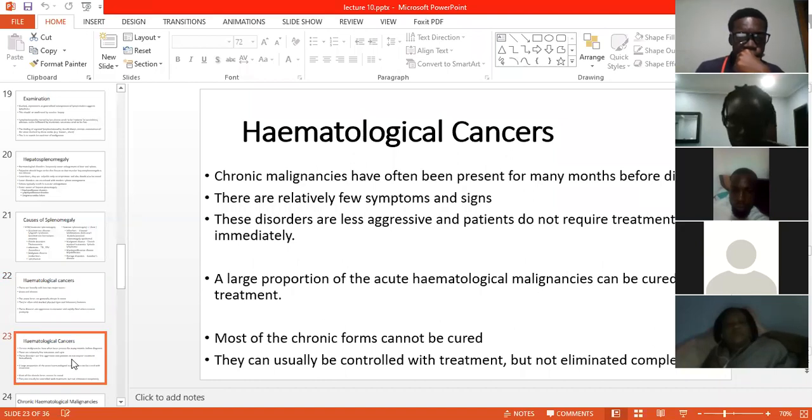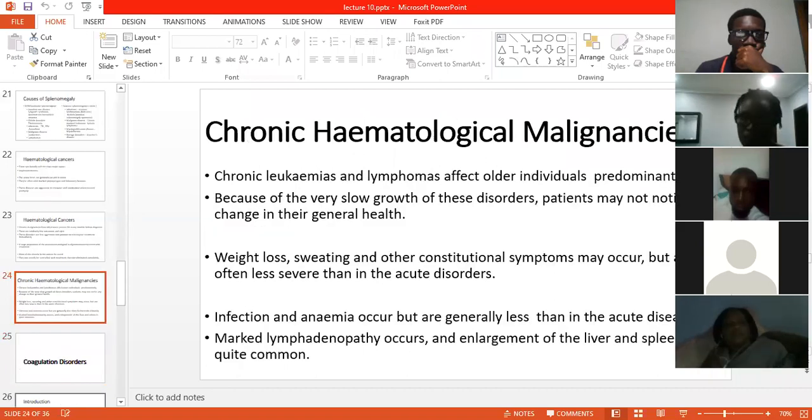Most of the time too, the chronic forms cannot be cured, but you can control them with treatment. So for leukemia, for example, we can have acute leukemia and chronic leukemia. The chronic leukemias usually affect older individuals. Because of their slow, prolonged nature, patients may not show much change. But over time, you realize that the patient loses weight, sweats, and can have other constitutional symptoms like recurrent fever and so on.